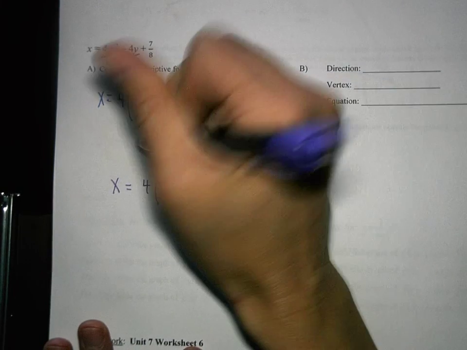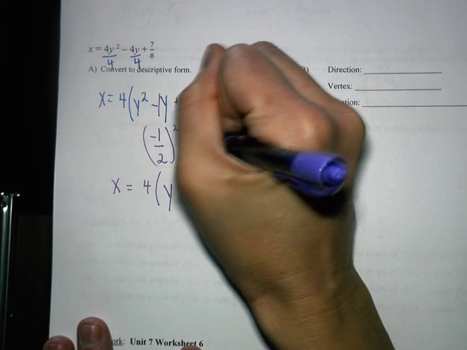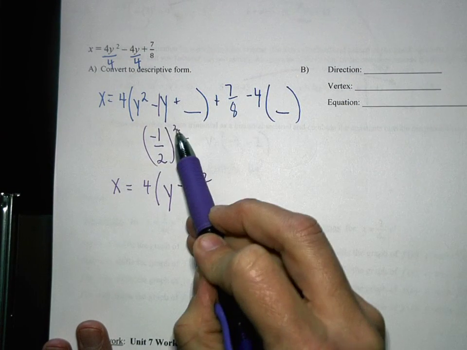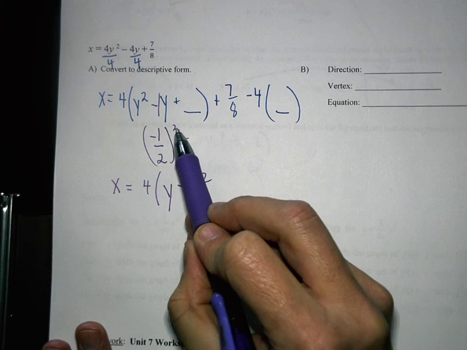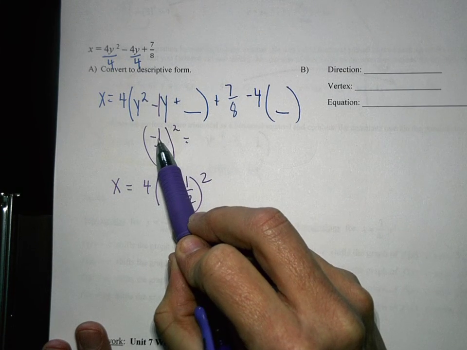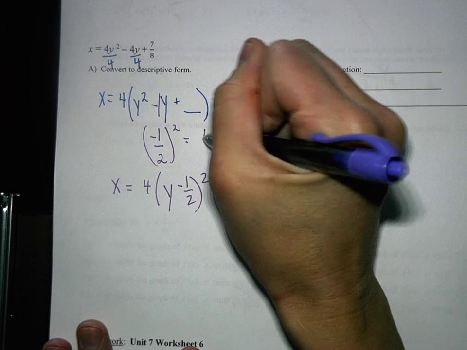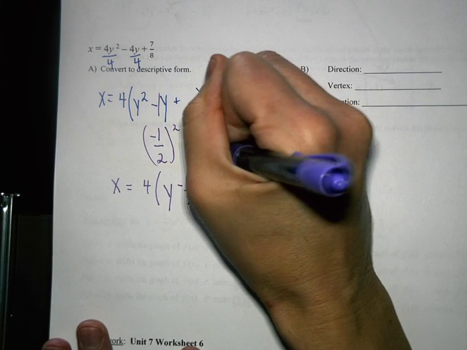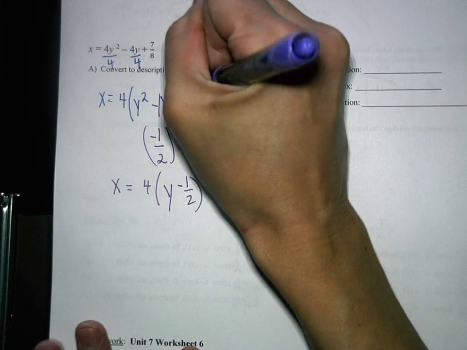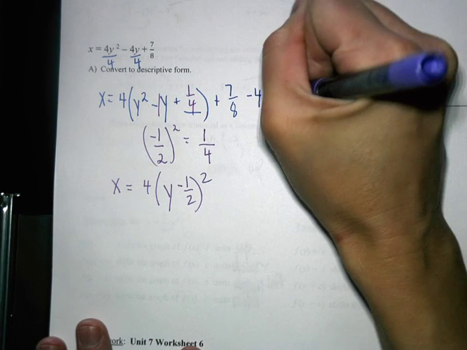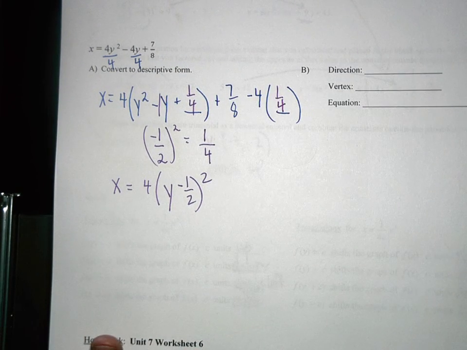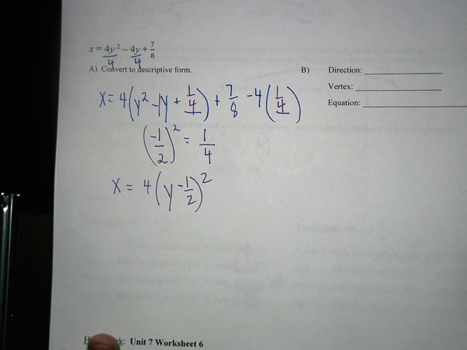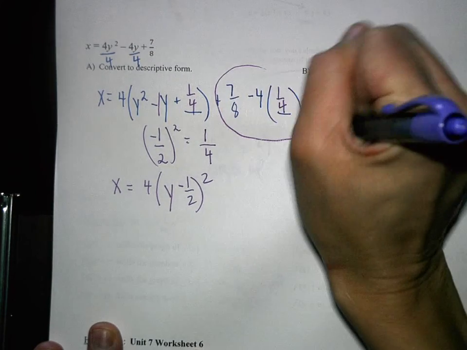Next, we square this, and you're squaring everything in this parenthesis. So negative 1 squared is negative 1 times negative 1, which makes a positive 1. And then we're squaring the 2, so that's 2 times 2, which makes 4. We have 1/4 in each of these blanks. The last thing we need to do is simplify our term here.